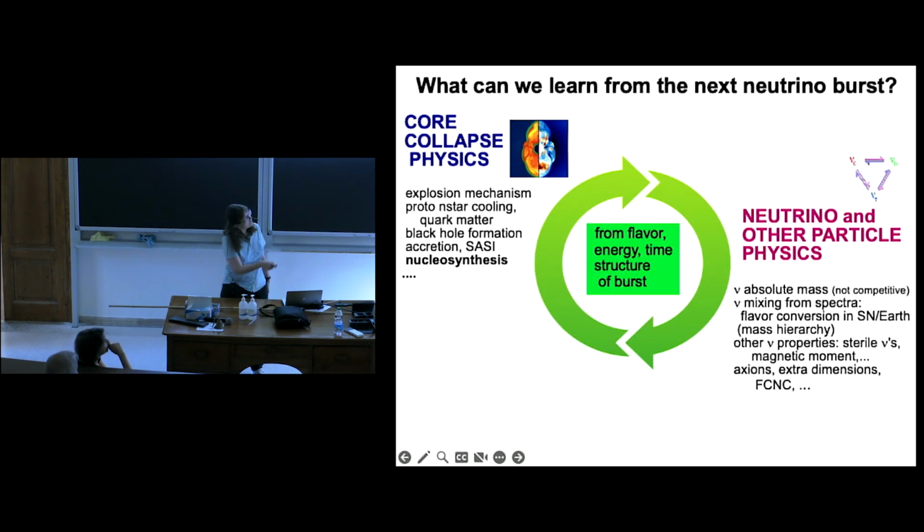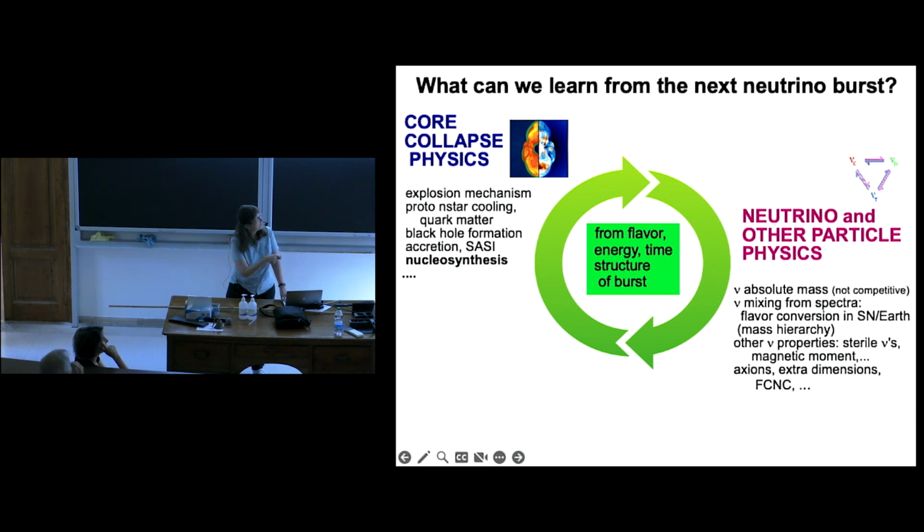And what we can learn, all kinds of standard things we can learn. We can learn about the astrophysics, about the core collapse physics, including nucleosynthesis, in fact. We can actually see things happening in real time in the very dense matter and other phenomena. And we can also learn about neutrino physics because it's a very bright source of neutrinos. We can learn about neutrino mixing, sterile neutrinos, about exotic properties of neutrinos, and so on.